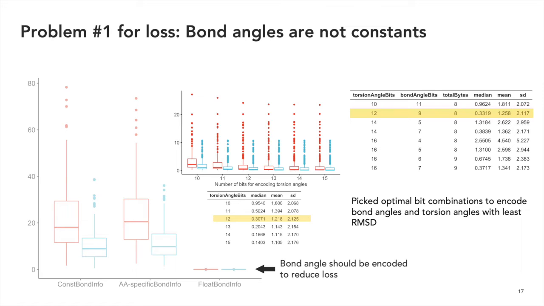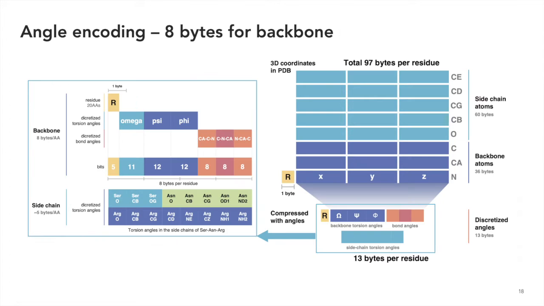Therefore, with some experiments, our plan was to encode the backbones within 8 bytes, and we could pick optimal bit combinations to encode both bond angles and torsion angles within 8 bytes with the least RMSD. And as you can see here, this is our bit architecture for encoding the backbone angles and the sidechain angles in Foldcomp. We use 8 bytes for backbone encoding and 5 bytes for sidechain encoding.